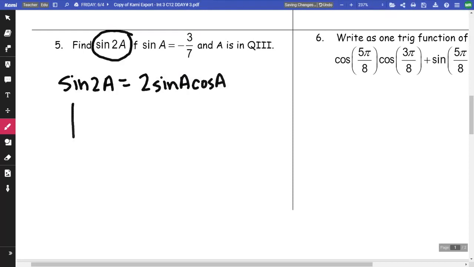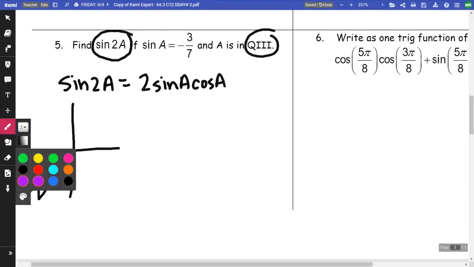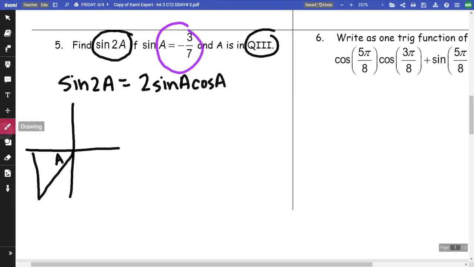So what I'm going to do is, this is in quadrant 3, they said. So if I draw a triangle in quadrant 3 and have this be A, my sine, which they gave us right here, is -3/7, and sine is opposite over hypotenuse. If you look, my y direction has to be negative because I'm in the negative y quadrant. My hypotenuse will never be negative.